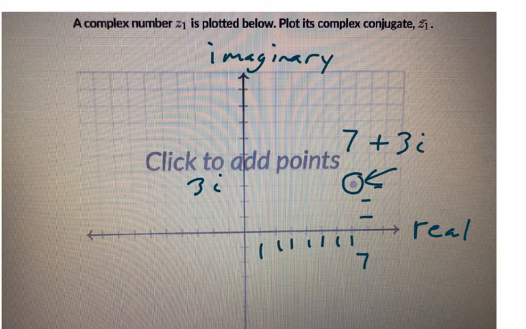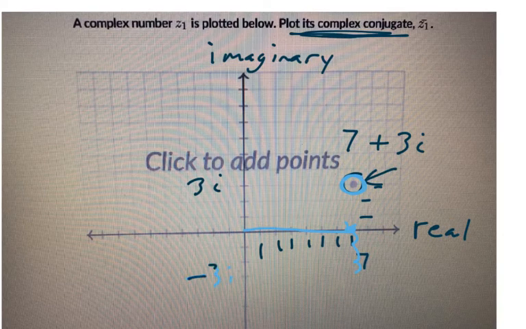Now, guys, they want you to plot its conjugate. You know what you do? Just flip it over x. Instead of 7 plus 3i, I'm going to go to 7 here, and then go down 1, 2, 3 spaces to -3i. So right there is where you would plot your point. Just click with your mouse, click check, and you'll get full credit. So all we're doing now is flipping over x, because that flips over the i. It changes the sign of the i.